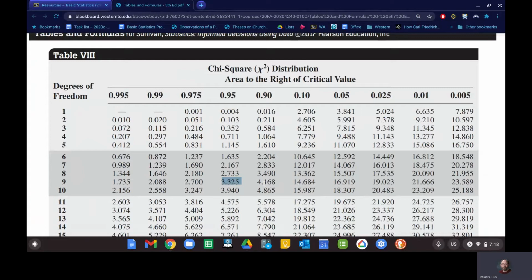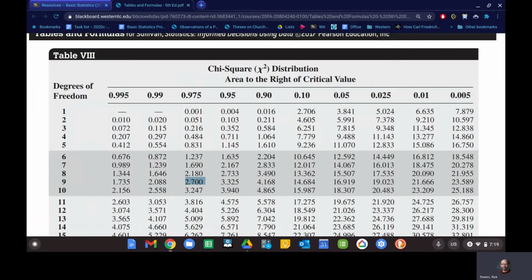Now, if we had a 95% confidence interval, then we would have 95% in the middle and 2.5% on each side. So we would use the 0.025, 2.5% on the right, which is just where it should be. But if it's 2.5% on the left, then it becomes this 0.975 number with 9 degrees of freedom, which would be over here. Again, it's just the way that the numbers are labeled.